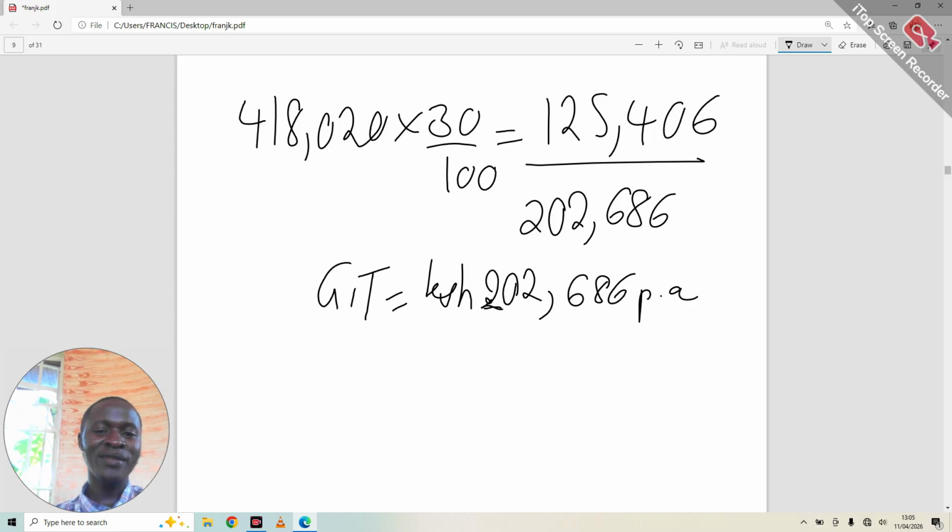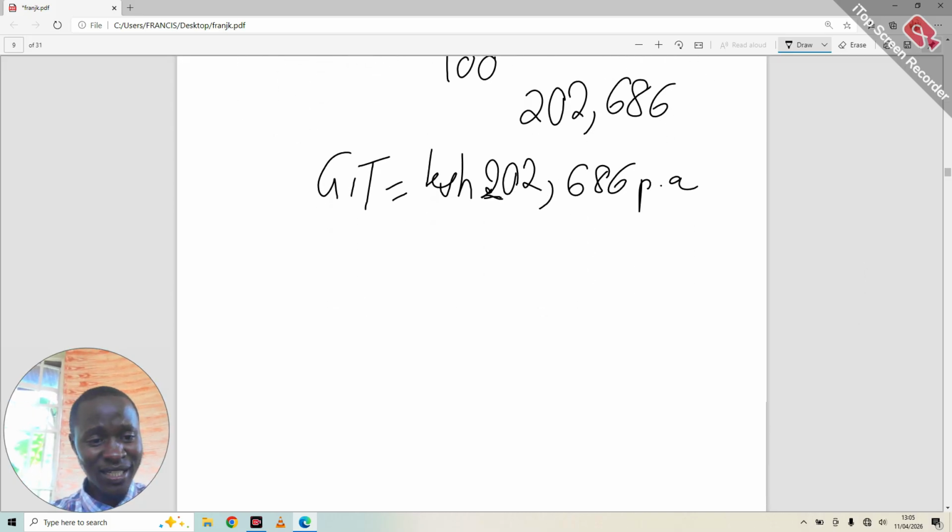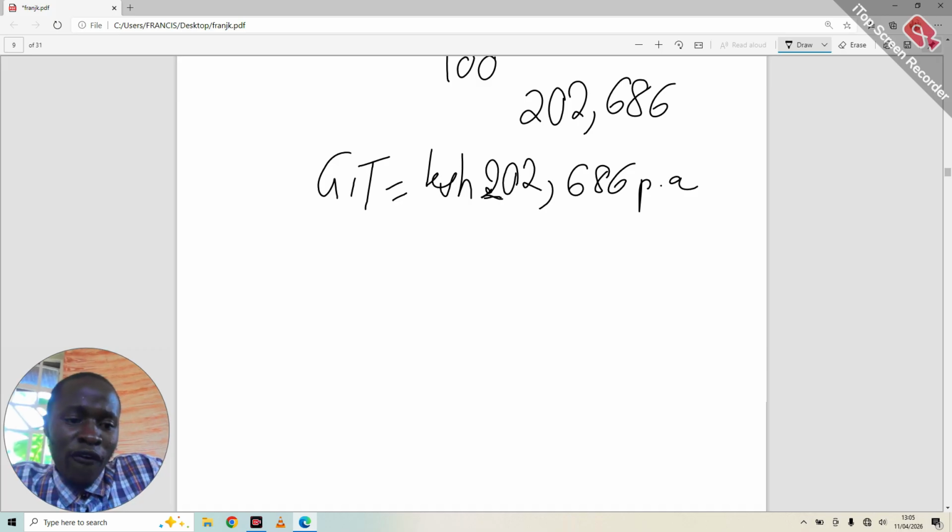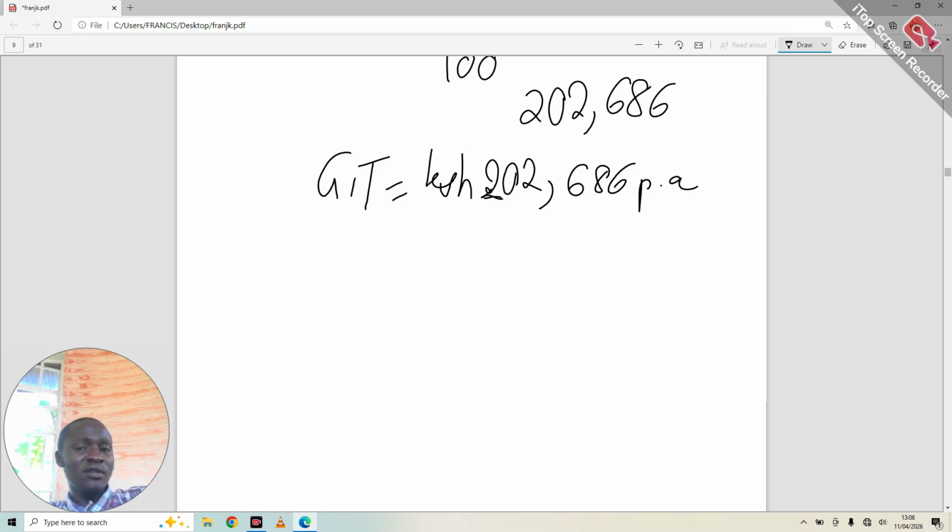After getting that, let us get the net tax. You cannot get net income before having net tax, and you cannot get net tax before getting gross tax. So those things are in some procedure that one must follow.